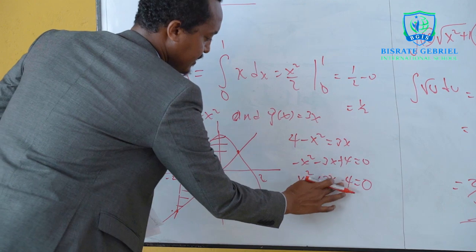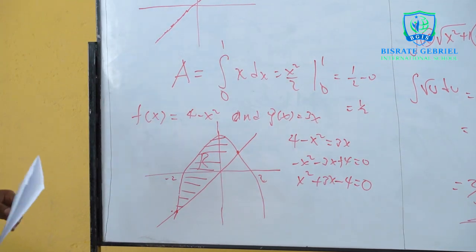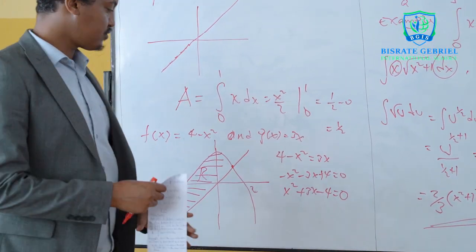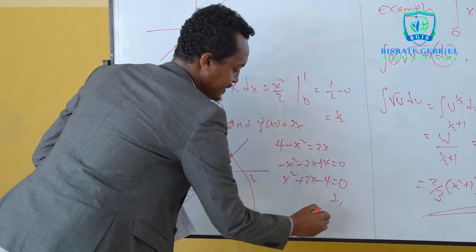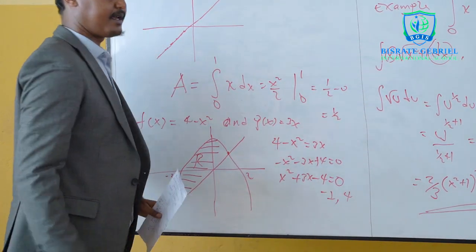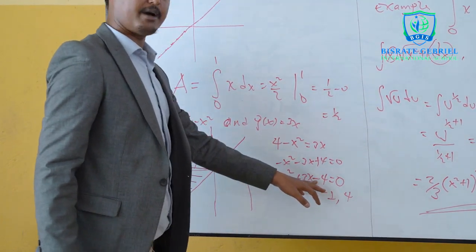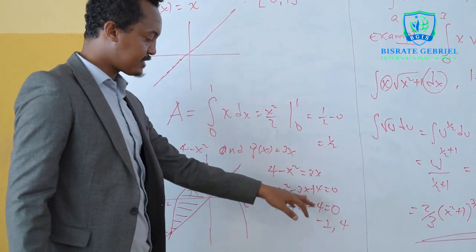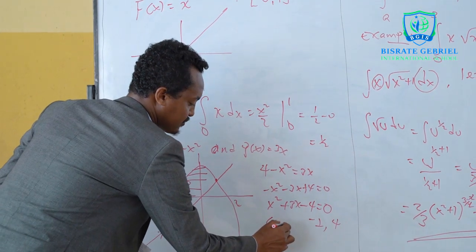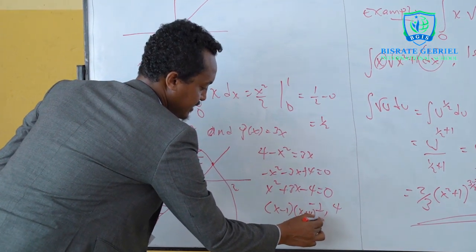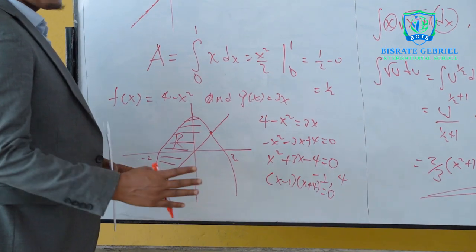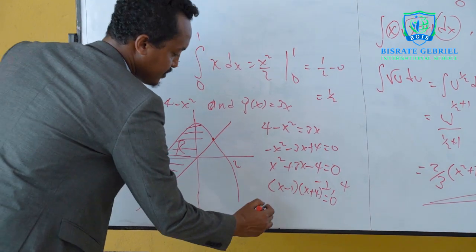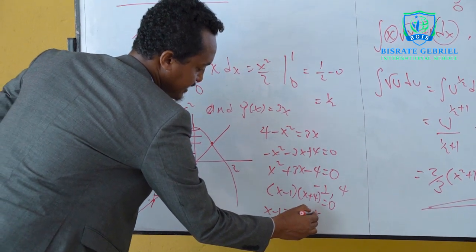Now we find two numbers whose product is minus 4 and whose sum is 3. Those two numbers are what? Minus 1 and 4. When you multiply minus 1 and 4, it gives you minus 4. When you add minus 1 and 4, it gives you 3. So when you factorize this expression, it becomes x minus 1 times x plus 4. This is a technique of factorizing a quadratic function using the completing the square method. So when you do this, x minus 1 is equal to 0 or x plus 4 is equal to 0.